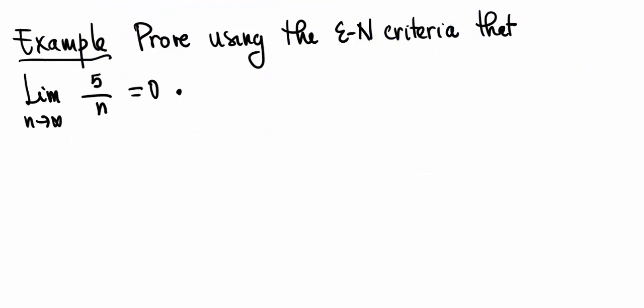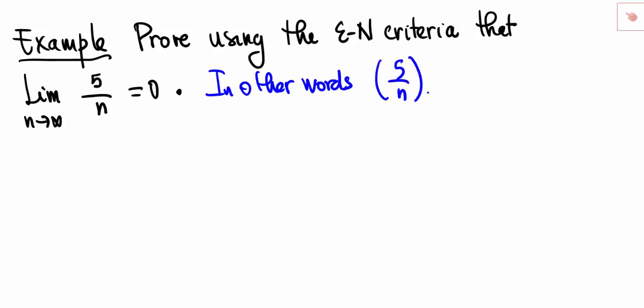Let us look at another fairly simple example. We want to prove that the limit of 5 over n as n is approaching infinity is 0, or in other words, the sequence 5 over n converges to 0.